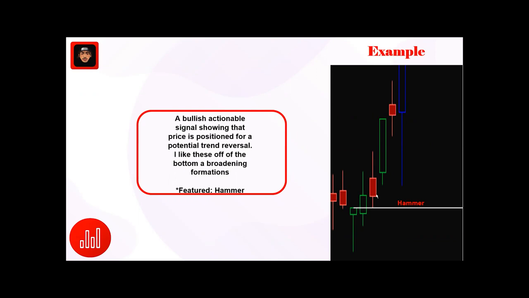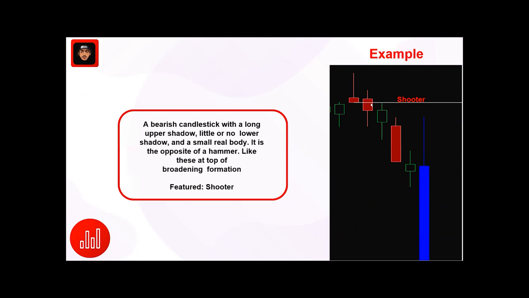If you're using TradingView, there are certain scripts that will highlight hammers for you, right? Just so you know, if you're like, oh, I'm not good at identifying hammers or shooters, which some people call shooting stars, there are scripts for that in TradingView. All right. And then a shooter is the opposite of a hammer: a bearish candlestick with a long upper shadow, little or no lower shadow, and a small real body. Like these at the top of the broadening formations. So that's what your shooter is.